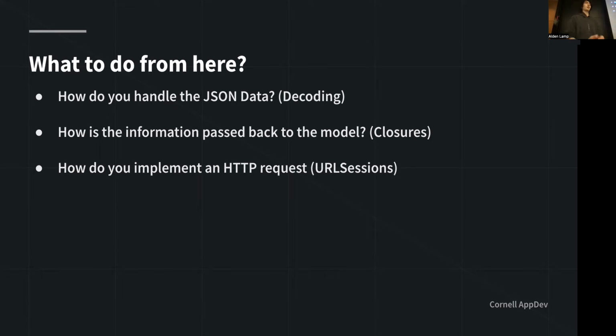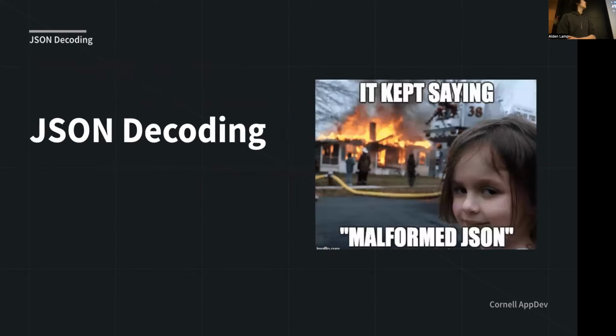How are we going to pass it from the URL request to our model or from our model to our controller? For that, I'm going to get into closures. And then lastly is how do I actually implement the HTTP request? How do I actually connect my app to the internet? So I'm going to go through these one at a time, starting with JSON decoding.